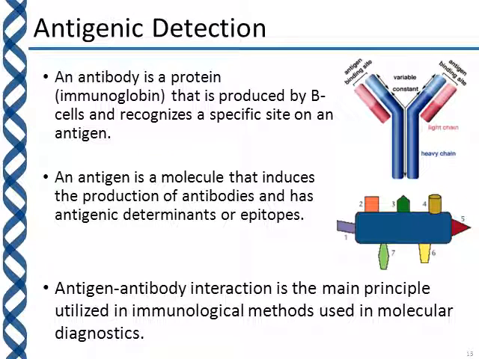And here on the figures on the right, this is a diagram of an IgG molecule where you have the heavy chain and light chain. On the end of both the heavy chain and the light chain, there are what are called variable regions. These variable regions work together to form what is called the antigen binding site.